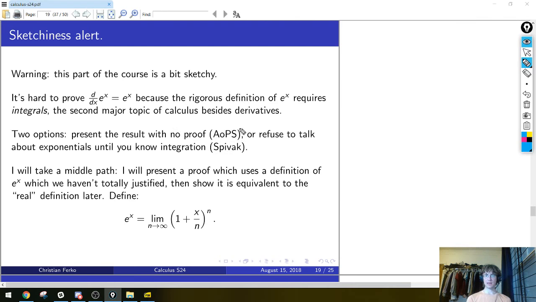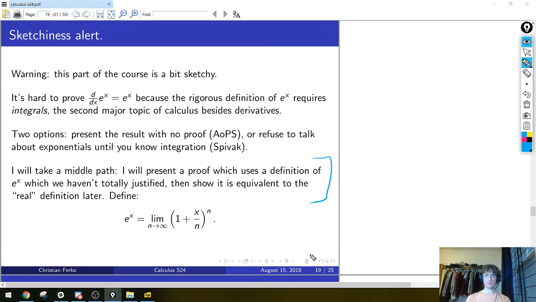A second approach that some calc books do, like the AoPS book, is they say, look, I can't prove this to you, but just believe this really crazy thing: that if you take the derivative of e to the x, it gives you the same function back, e to the x. I can't prove it, but just believe me. And then they just go on. I find both of these kind of unsatisfying.